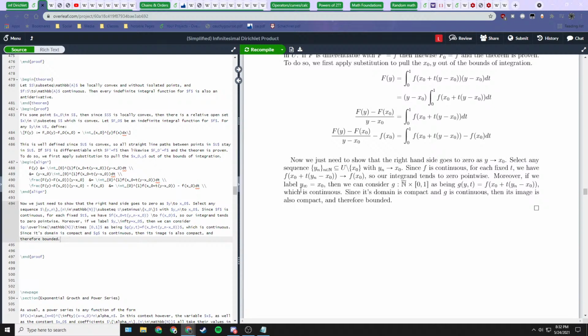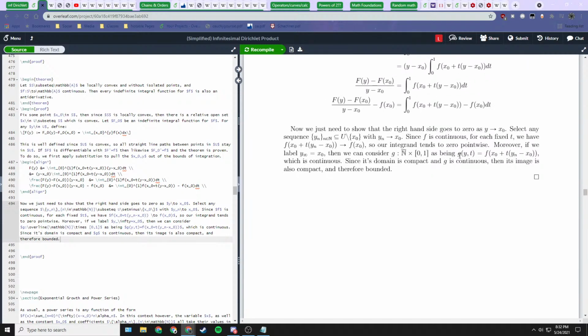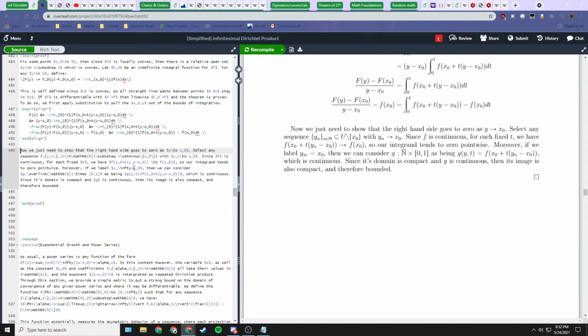Furthermore, if we label y sub infinity as just being x0, we can consider a function g which maps the extended positive integers times the 0, 1 interval, where g of y comma t is just this function f of x0 plus t times y sub n minus x0. That's literally just the integrand. Actually, I should have a minus here, minus f of x0.